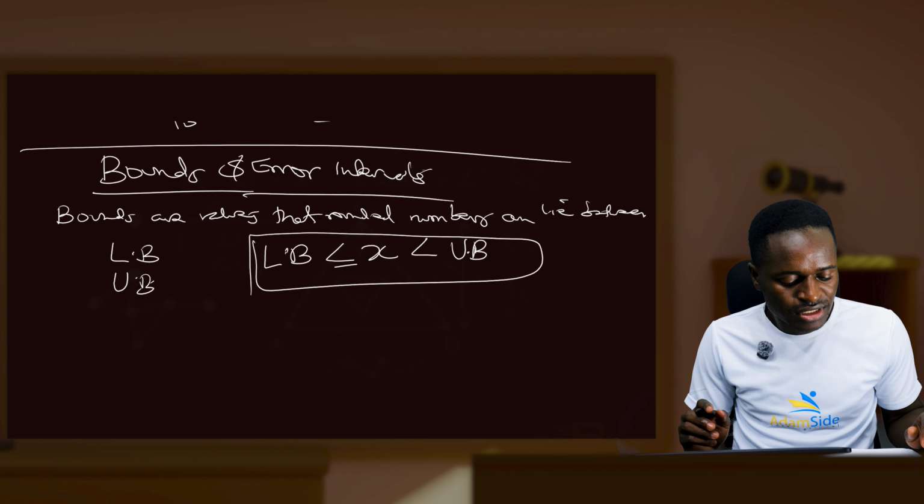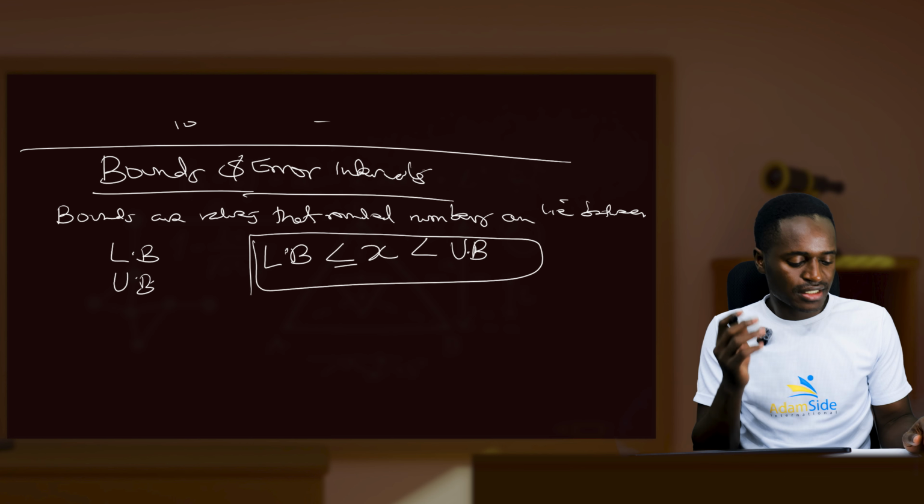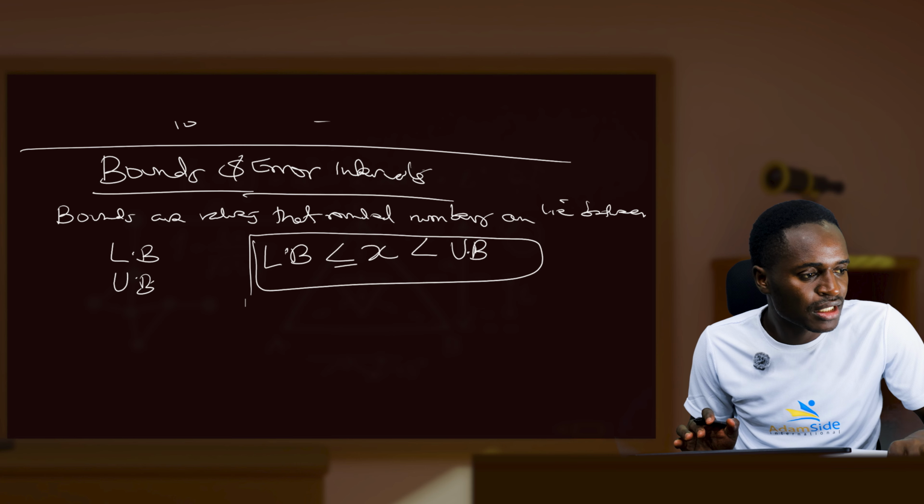So how do we find the upper bound and the lower bound for a rounded number? Correct. This is also something that we need to know.